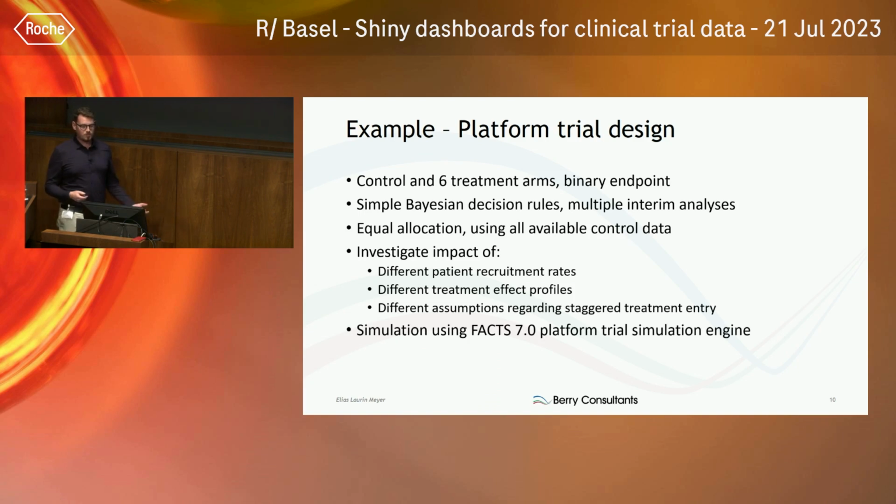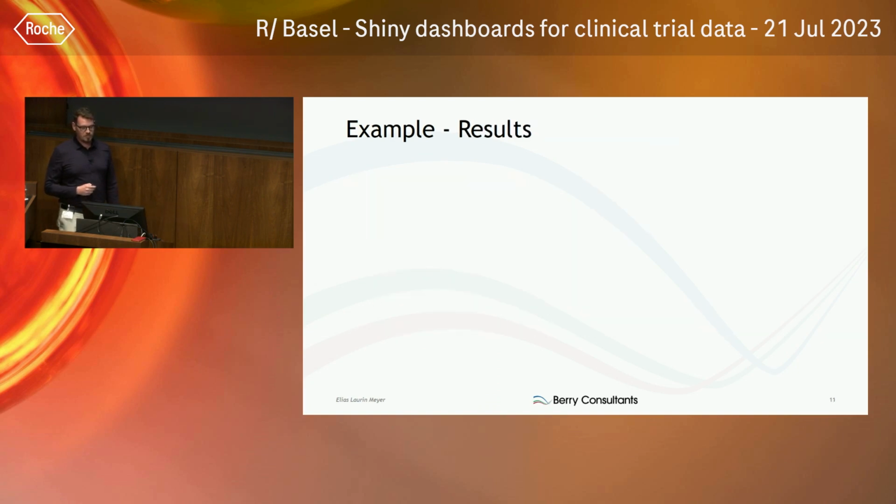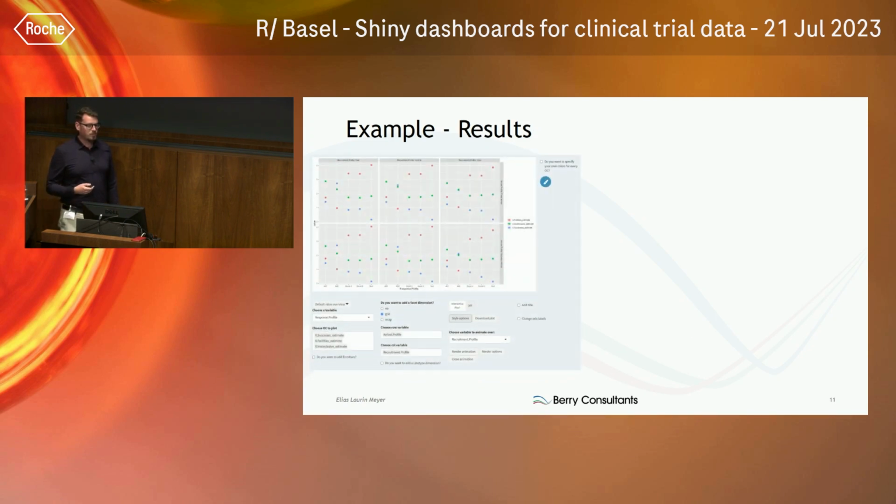We simulated this using the FACTS 7.0 platform trial simulation engine. We plugged this into the Shiny app, and I'm just going to show you the final results here so you get a feel for how the app looks. So we have a plot which looks similar to what I've shown you before. And then here at the bottom, you can see that, for example, for the x-axis variable, now we can choose which of the simulation input parameters should go there.